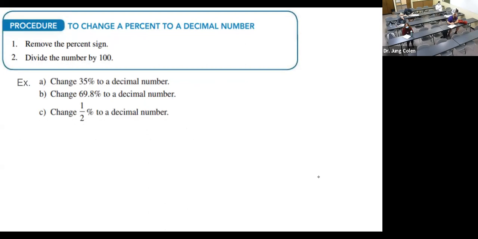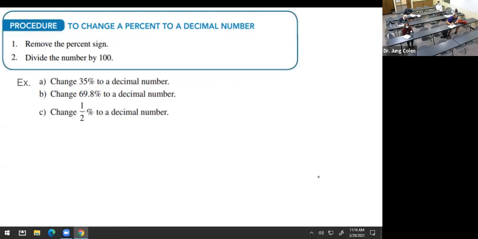Then we can go backwards too. So if you are given a percent instead, can you find that number as a decimal? Yeah, you can divide it by 100 and get rid of the percent sign. That's it, right? You just go backwards. So for example, if you are given 35% to a decimal number, can you do that? Yes, you can. You can divide this by 100 or move the decimal point backwards to the left by 2 places, right? So let's take a look at that together.